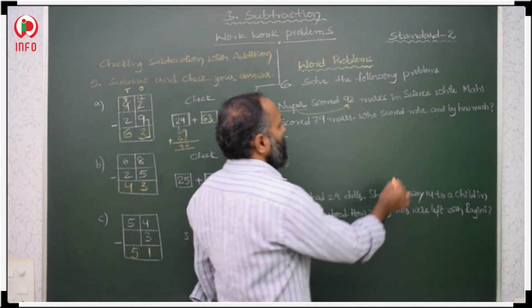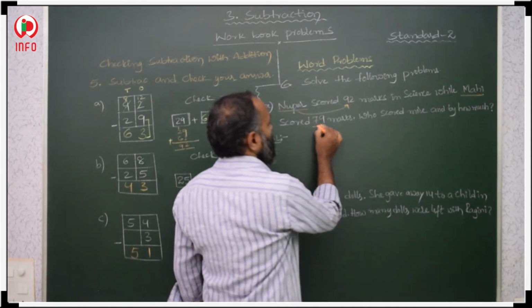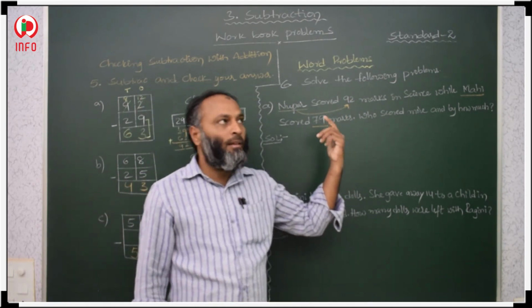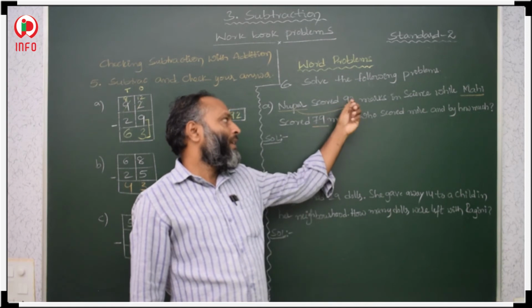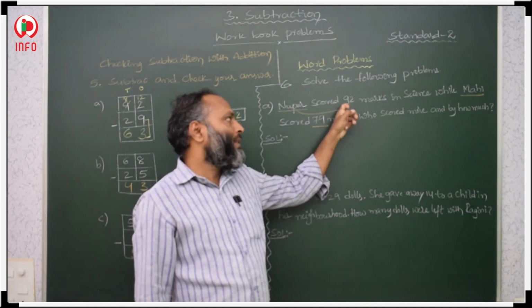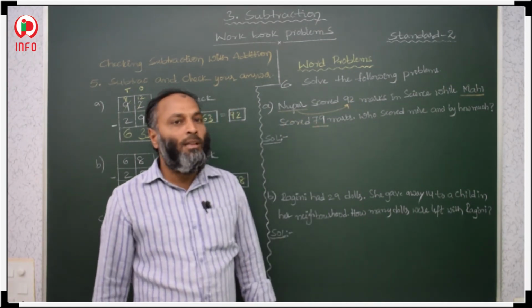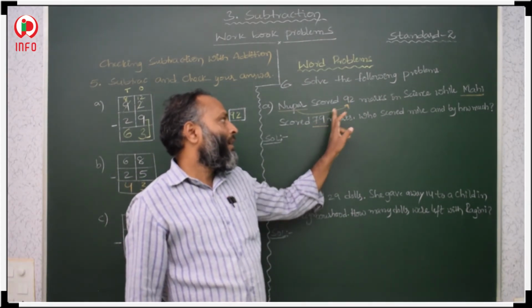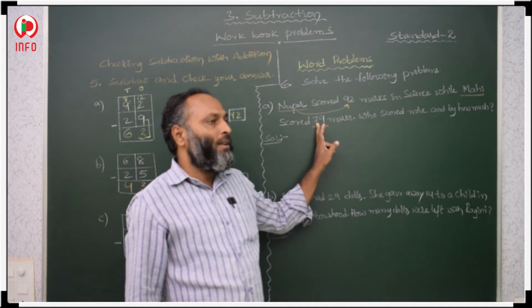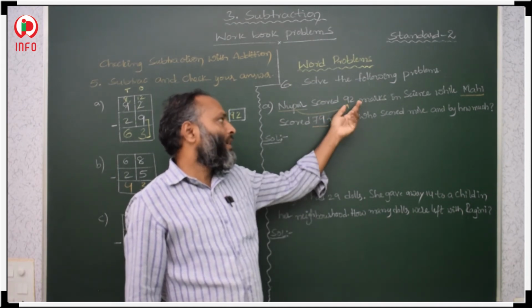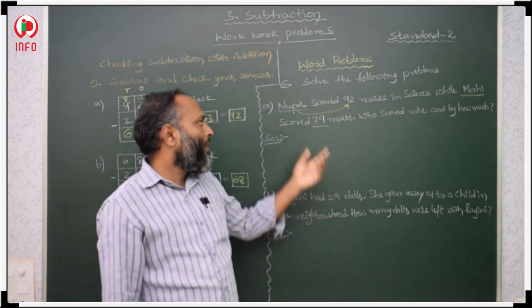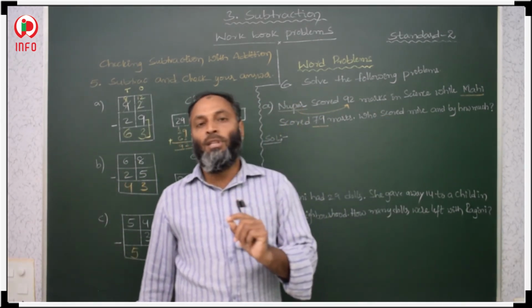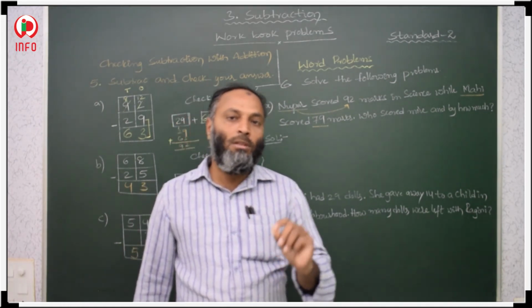And Mahi scored 79. 92 and 79, if we compare these two numbers, we have learned how to compare. First the tens place: 9 is there and 7 is there. If we compare these two numbers, 92 is bigger. It means Nupur scored more. Who scored more? First question answer is Nupur scored more.